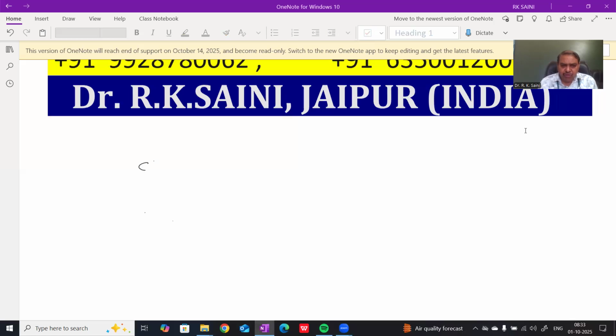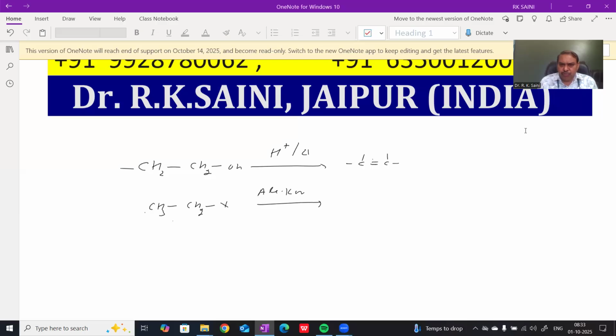For example, in case of alcohol, heated in presence of acid catalyst, then they eliminate a water molecule and change into alkene. Like this. When alkyl halide is treated with alcoholic KOH or in presence of base, then they eliminate HX and also change into hydrocarbon. These are the elimination reactions. Water is eliminated from alcohol, HX is eliminated from alkyl halide.